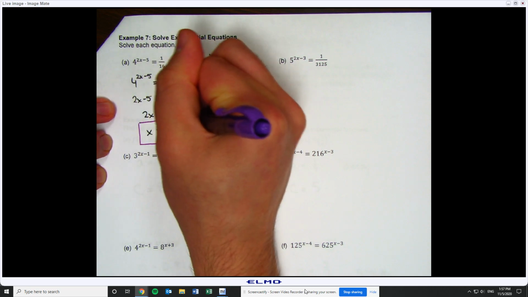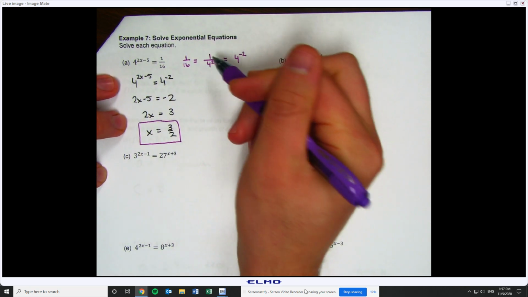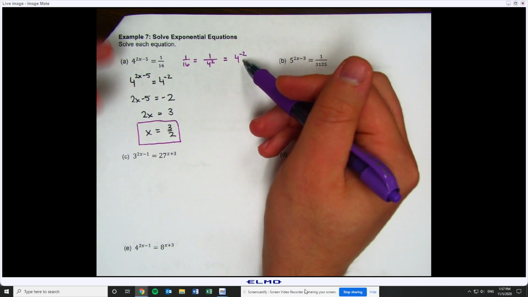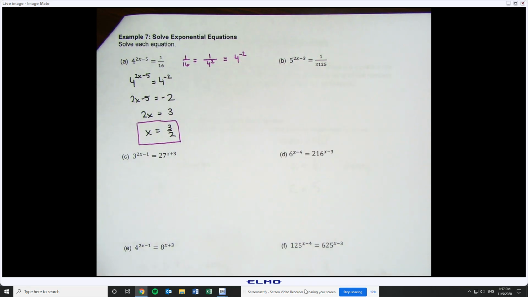So in this case, don't let the fact that it's a fraction throw you. We can change it from a fraction to a whole number or a regular number by just making it a negative exponent. That's it. That's how you do it.